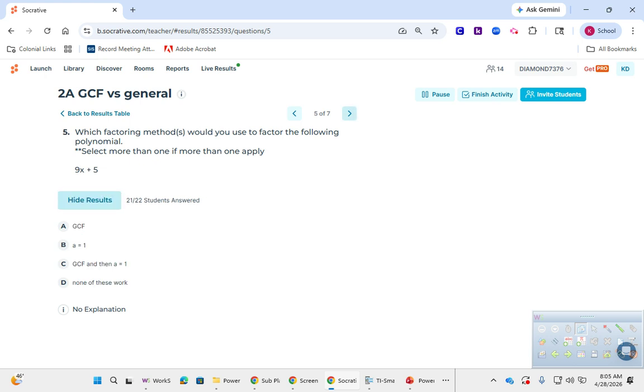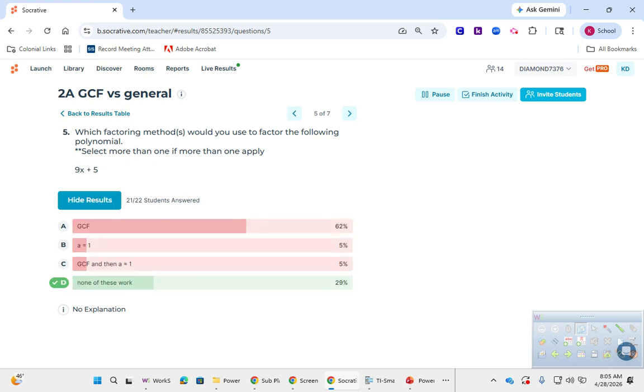Now this one was tricky. I totally understand the 62% of you that picked GCF, because to the normal eye, it looks like it would be a GCF problem. It's not a trinomial. There's no leading coefficient of 1, and so the jumping ground would be, okay, this is a GCF, but just kind of think about this one. I tried to keep the numbers small so you could think about it.